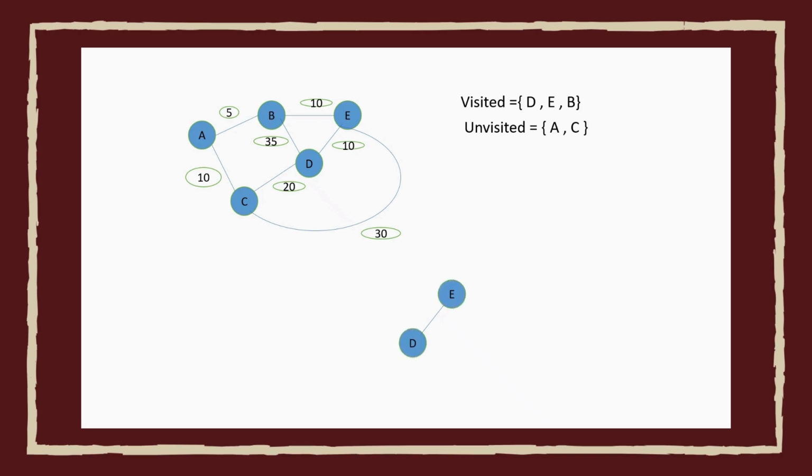We started by dividing the vertices of the graph into two sets, visited and unvisited. Initially, all vertices are in the unvisited set. First, we select the starting vertex, for example D, and move it into the visited set. Next, we look at all the edges that connect a visited vertex to an unvisited vertex and choose the edge with the minimum cost.